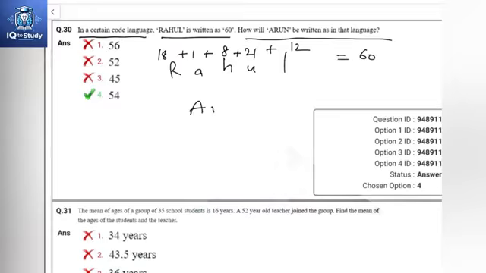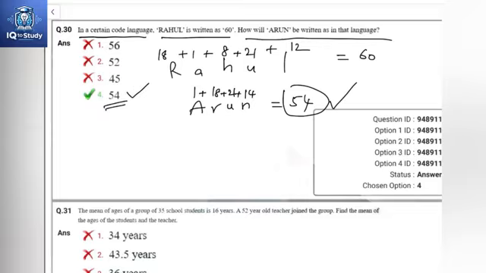It satisfies. So, Arun can be written as A is 1, R is 18, U is 21, N is 14. So 1 plus 18 plus 21 plus 14 is equal to 54. So option 4 is correct, which is 54.